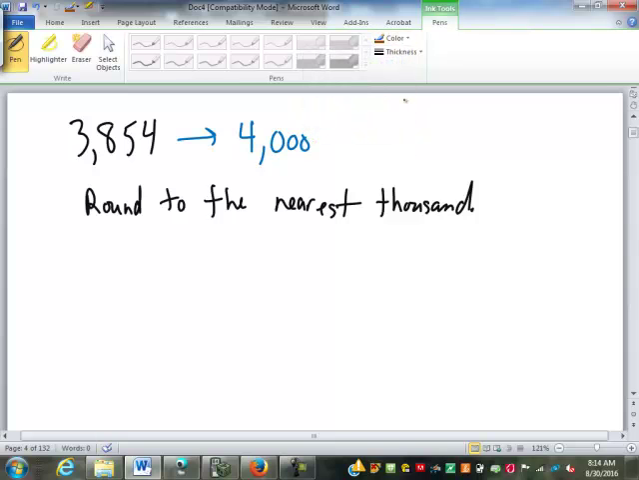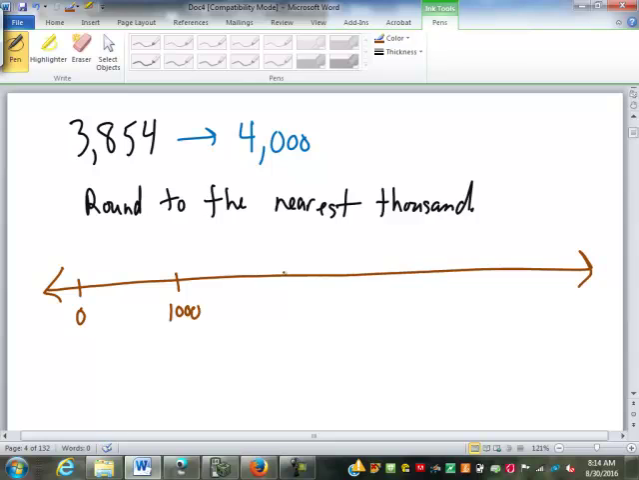What it's really asking you to do, a lot of our basic processes in math come down to a number line. When we're asking you to round to the nearest 1,000, what it's saying is we have a number line that is labeled in thousands. And what it's asking us is if I put this number on the number line, which would be somewhere in there, which of those thousands is it physically nearest to, closest to? And it's obviously closest to the 4,000. So it rounds to 4,000.